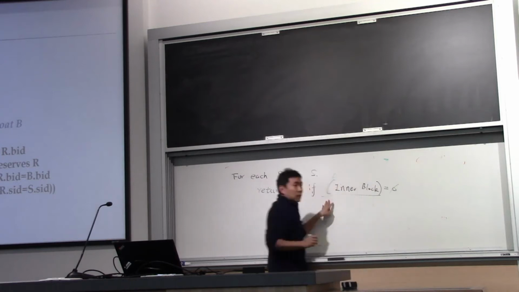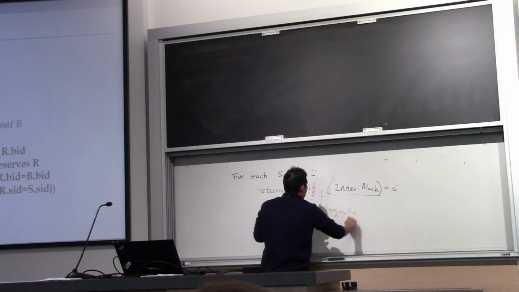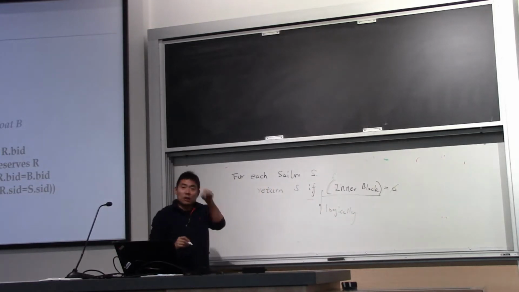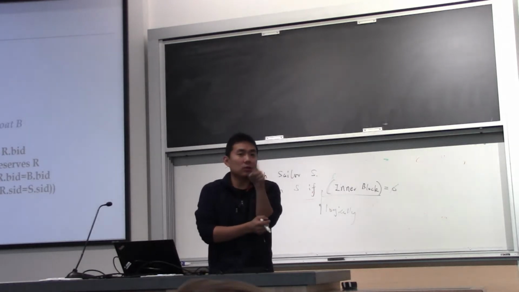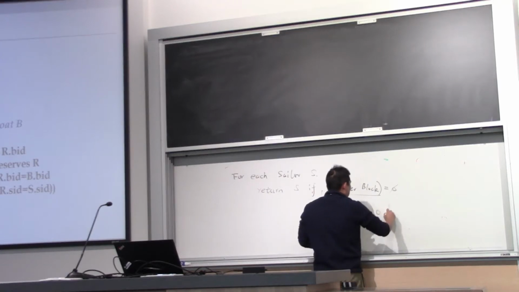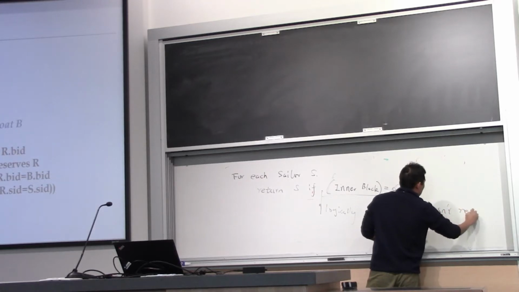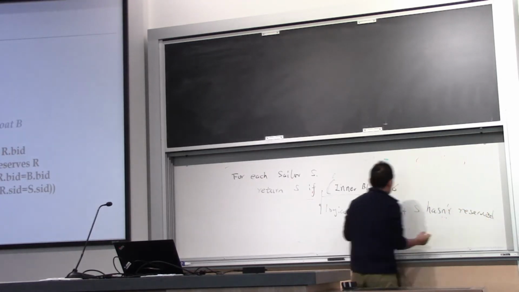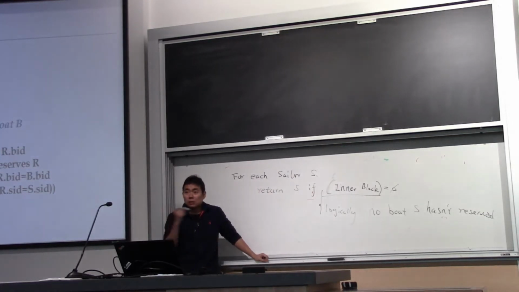Now, what is this inner block? If you think about it logically, the sailor who reserved all the boats is equivalent to the following: I cannot find any boat that he or she has not reserved yet. No boat S has not reserved. That must be a sailor who has reserved all boats. You follow this logic? Yes?